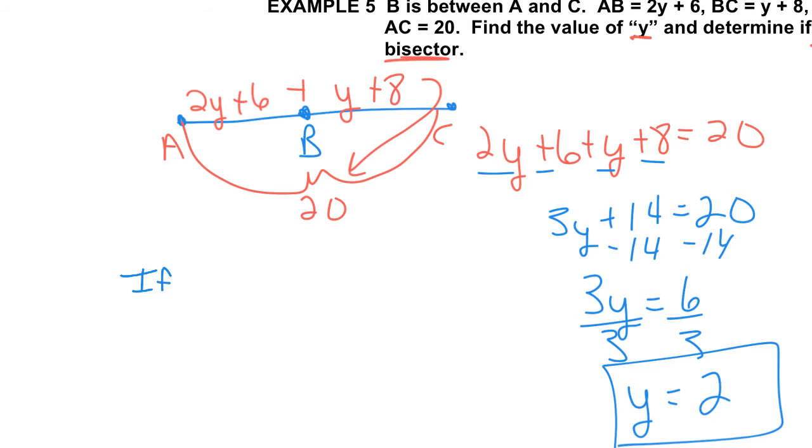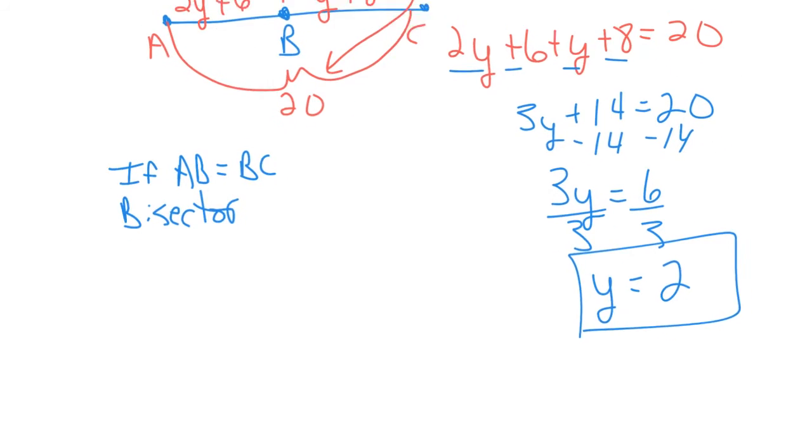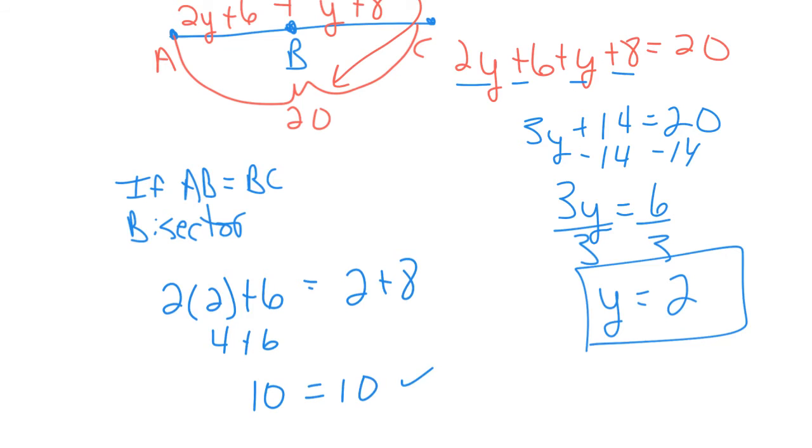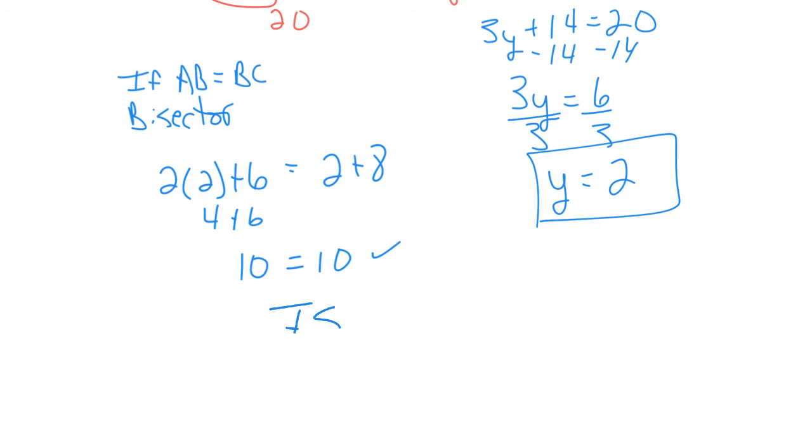Because if AB equals BC, we have a bisector. So let's check, okay? So I'm going to have 2 times 2 plus 6 equals 2 plus 8. If they're equal, then we're good. That's 4 plus 6, which is 10. 2 plus 8 is 10. It is a bisector.